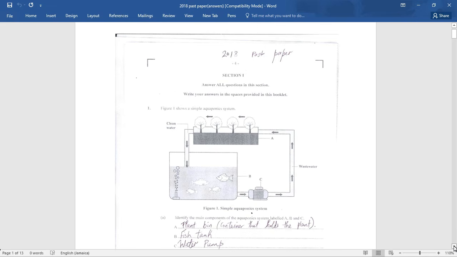Alright, so let's get into the questions. This is section 1 and you should answer all the questions. Number 1. Figure 1 shows a simple aquaponic system.